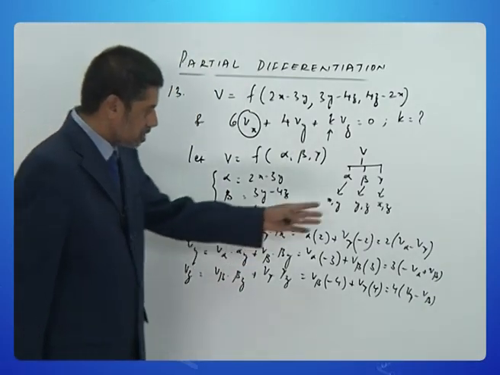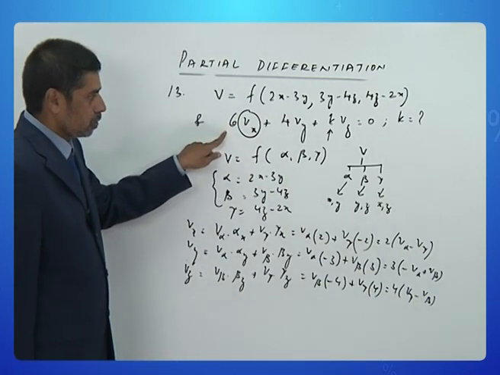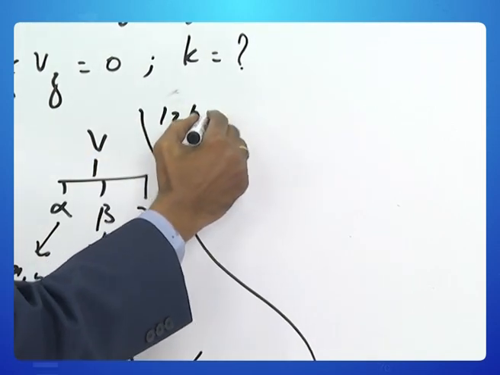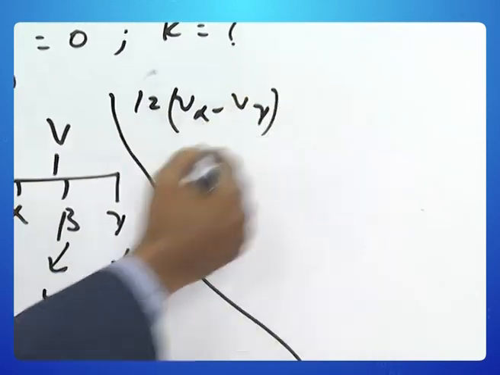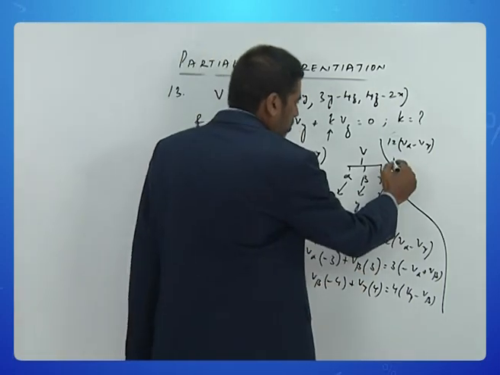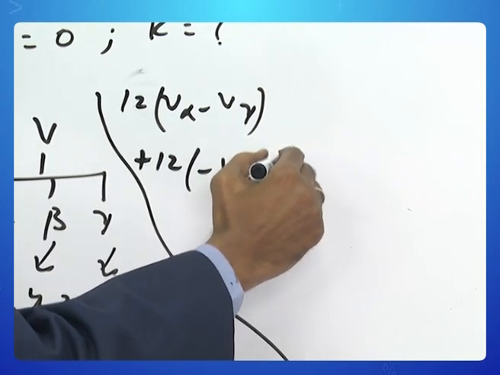Now, you will have to just enter these things in this equation. So, when you substitute 12 (V alpha minus V gamma), then 4 times this. So, this will be plus 12 times (minus V alpha plus V beta).